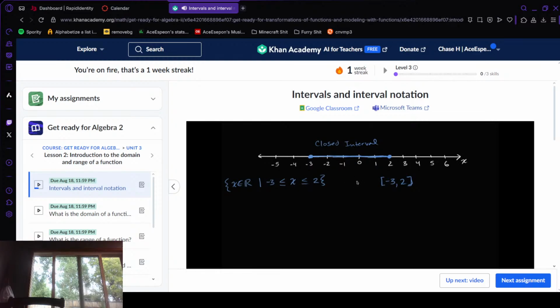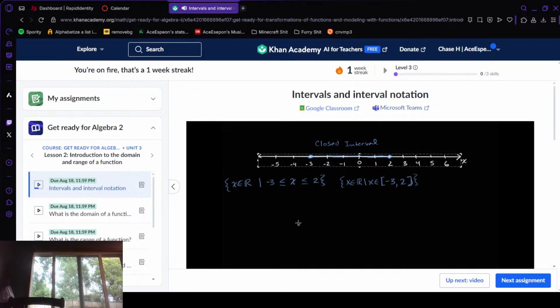I could also write it this way. I could write x is a member of the real numbers such that x is a member of this closed set. I'm including the endpoints here. So these are all different ways of denoting or depicting the same interval. But let's do some more examples here.